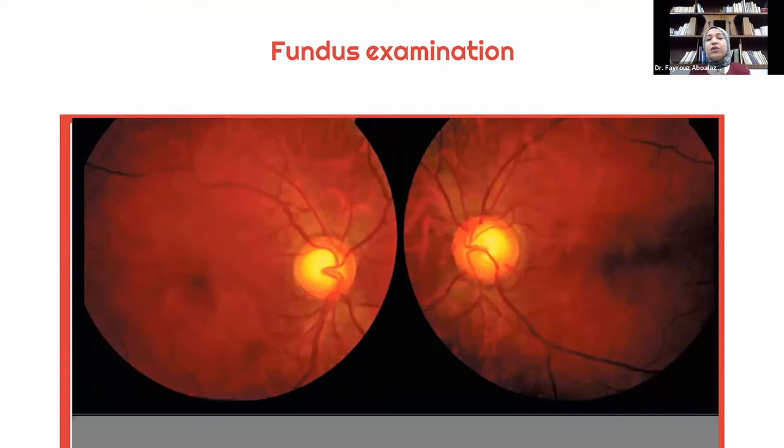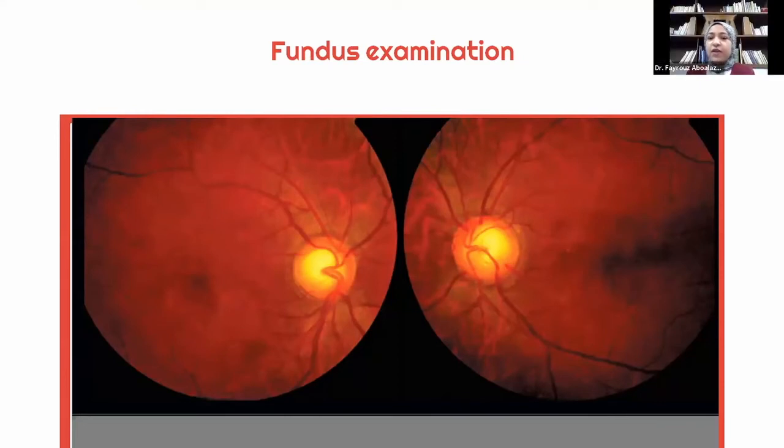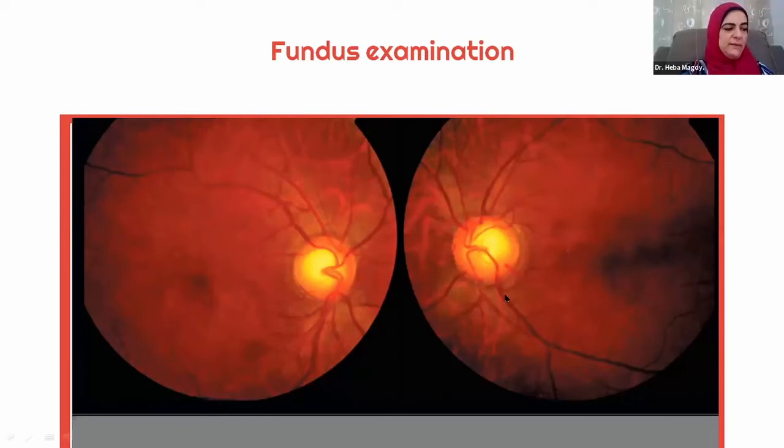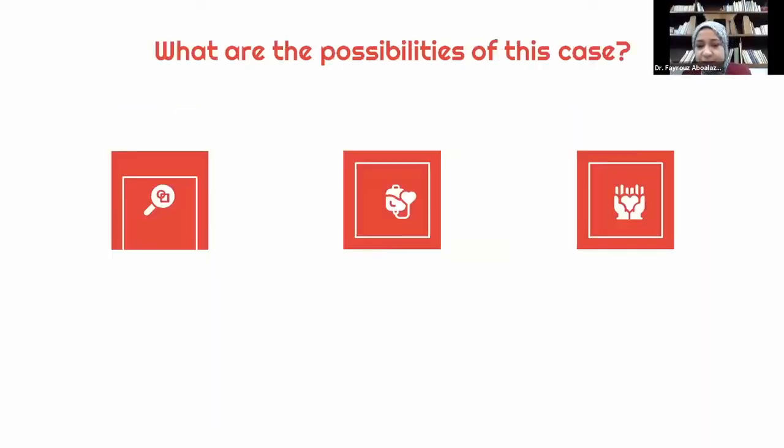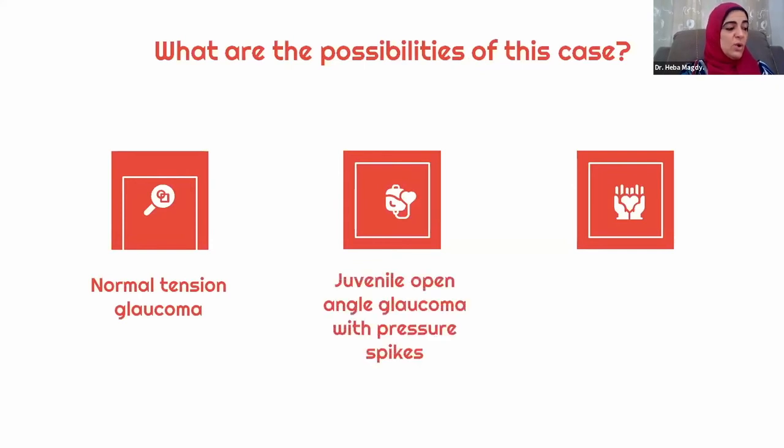So Dr. Hiba, what do you think of this case? Is he glaucomatous? Okay, let's first take a deep look at the optic disc. Do you think these optic discs are symmetrical? No, actually, the cupping is more in the left eye. It's more advanced, and there is a superior notch and papillary changes appear in the left eye. Yes, exactly. So what could be the possibilities? I think this patient might either have normal tension glaucoma or could be juvenile open-angle glaucoma with pressure spikes, or let's hope this will be just a physiological cupping.